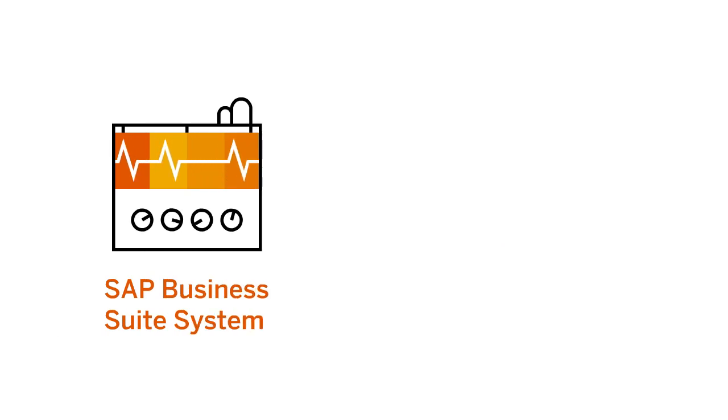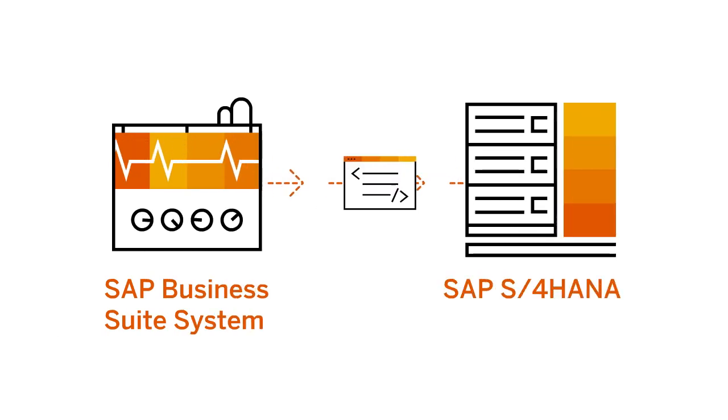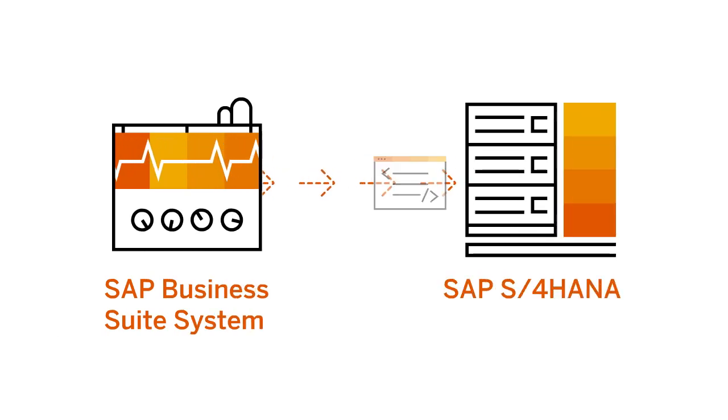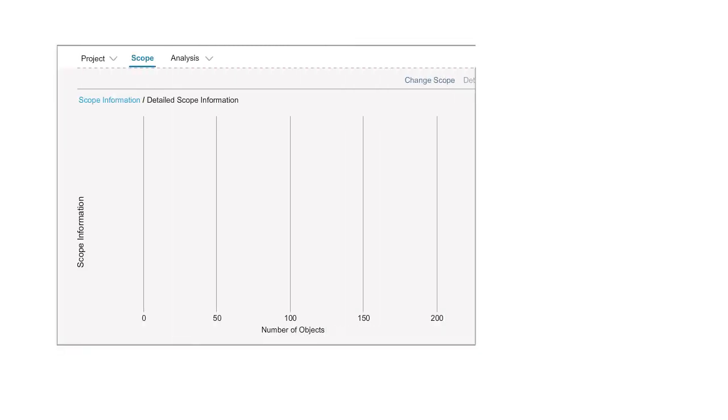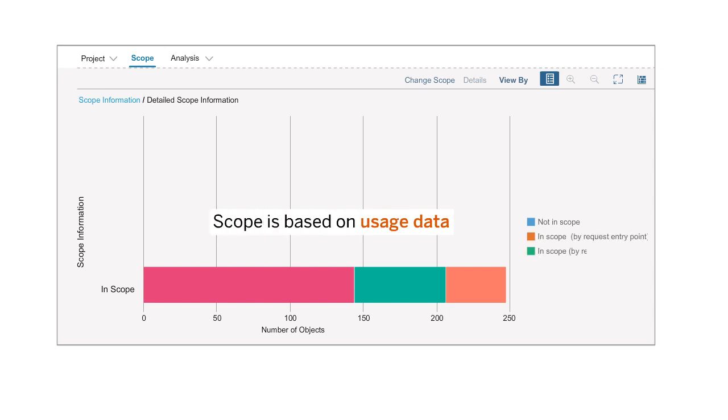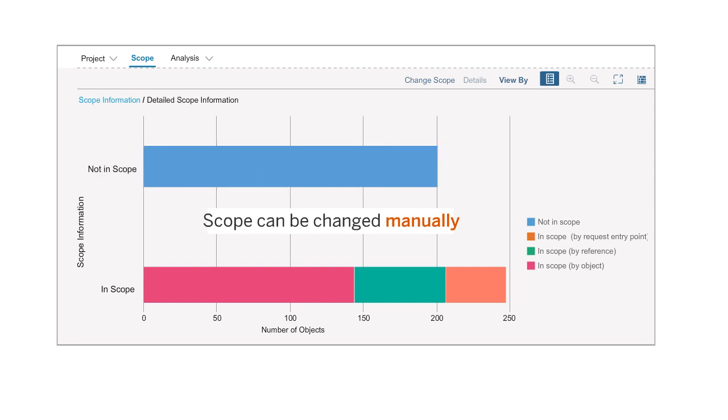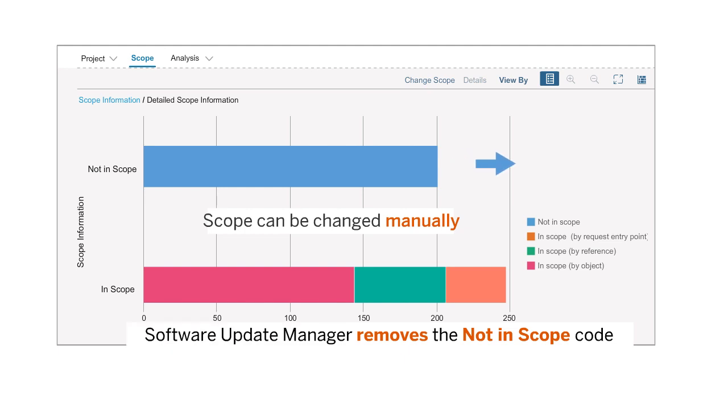SAP Fiori app Custom Code Migration guides you through the custom code adaptation process for SAP S/4HANA end-to-end. The app automatically defines the scope of your custom code migration project based on the uploaded usage data collected in your productive SAP Business Suite system. Of course, you can at any time change the scope manually. The unused custom code can be easily identified and removed by SAP Software Update Manager during system conversion to SAP S/4HANA.